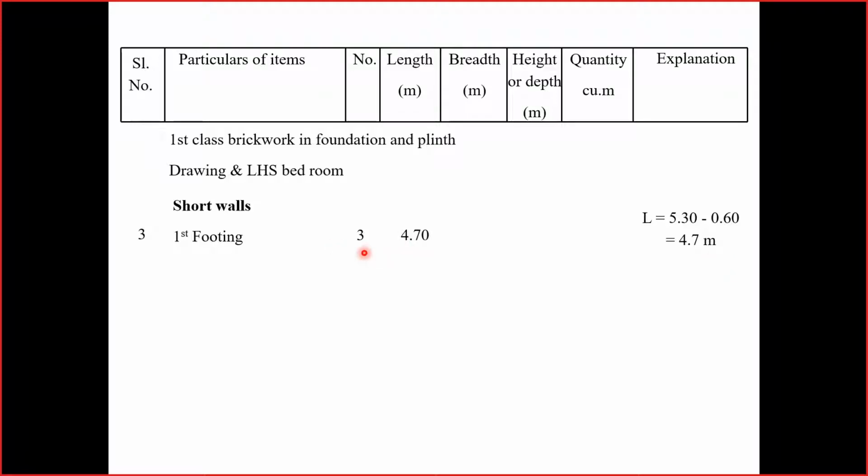And the width of the first footing is 0.6 meter, the height or depth of the first footing is 0.2 meters, and the quantity of these things is 2.69 meter cube.